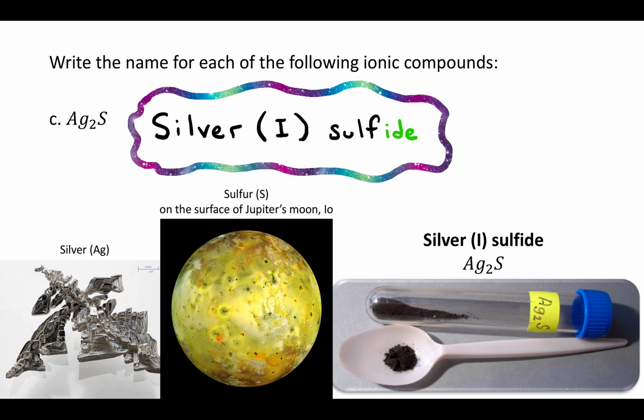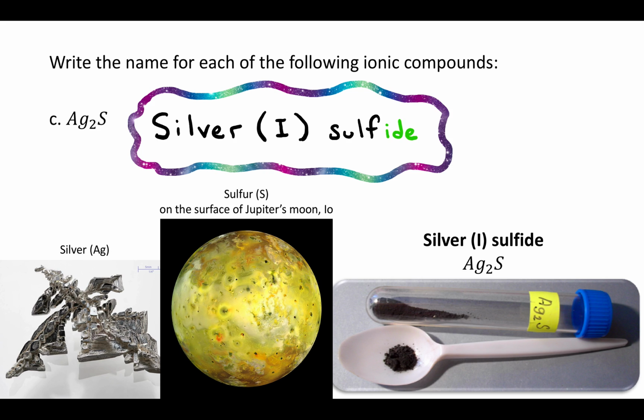So if you take silver and you mix it with sulfur, you'll get silver(I) sulfide. And that's used to detect light in cameras, in photography. So it's used to capture the different types and amounts of light in an image onto a surface.